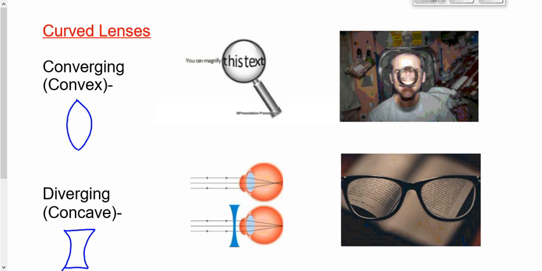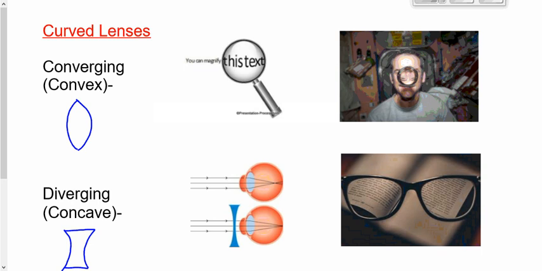Now the second one that I have here is a diverging lens. You don't see a lot of applications for diverging lenses, certainly a lot fewer than we have for converging lenses. One of the most common ones is eyeglasses. I have diverging lenses in front of my eyes right now because I am myopic. I cannot see far away. I can see close up. I can't see far away.